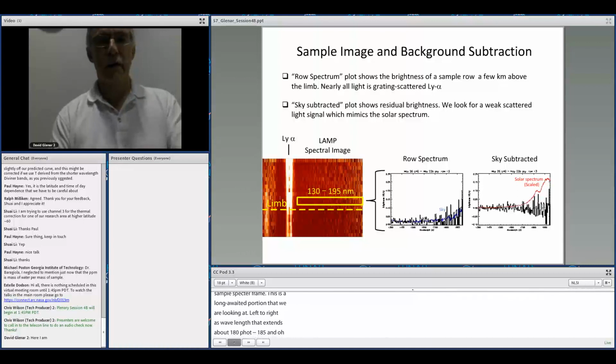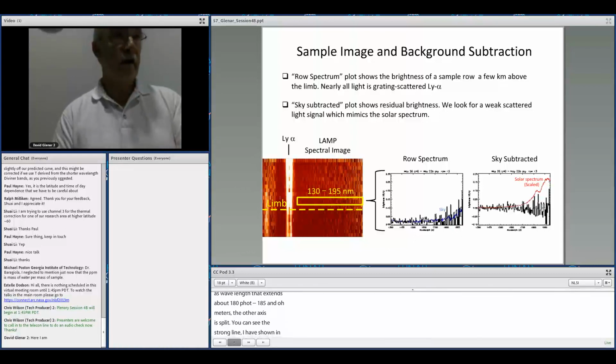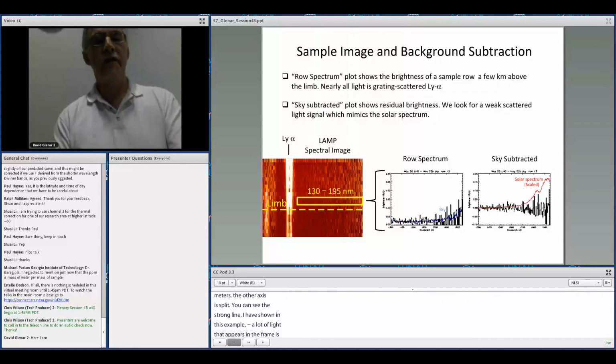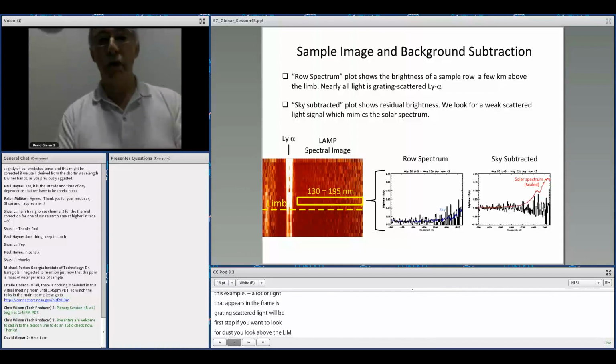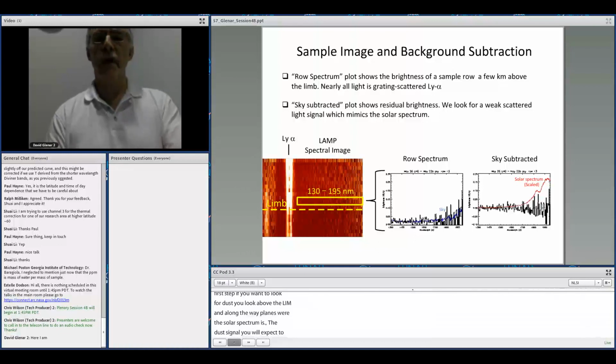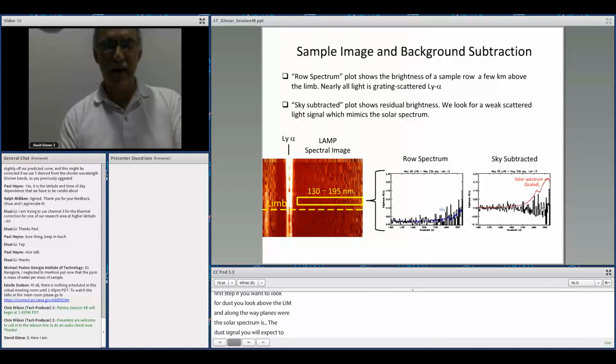You can see the very strong Lyman alpha line. So I've shown in this little example the limb. A lot of that light that appears in that frame is grating scattered light. So the first step, if you want to look for dust, you look just above the limb and you look at long wavelengths where the solar spectrum is getting brighter. You expect to see a very weak remnant of the solar irradiance itself. So that's the search criteria.